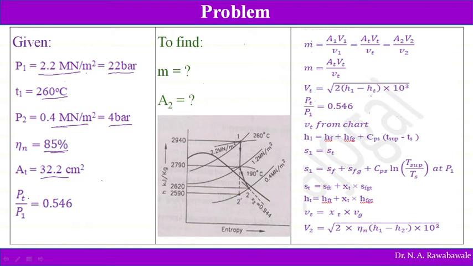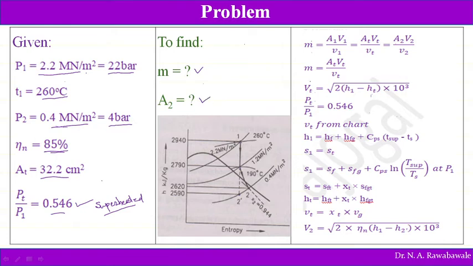Now here the pressure ratio, pressure at throat divided by pressure at inlet, is equal to 0.546. This was derived by us in our derivation itself. This is the ratio for superheated steam, and we have already discussed it. This is the critical pressure ratio for the steam, 0.546. Then he is asking us to find the mass of steam and the area at exit.